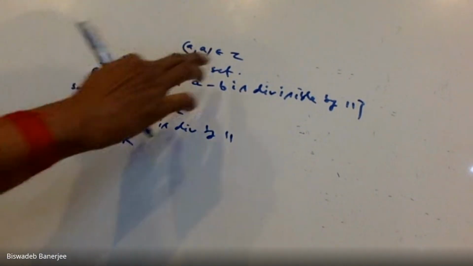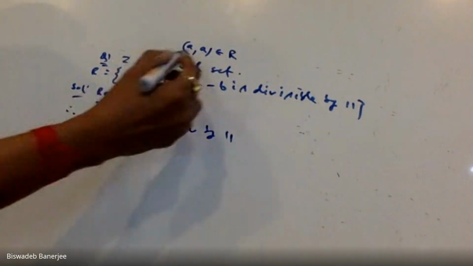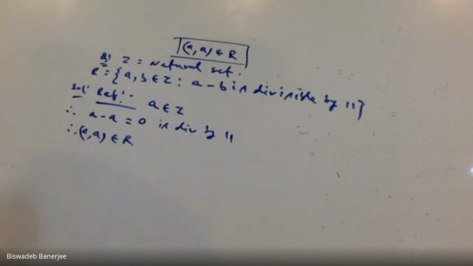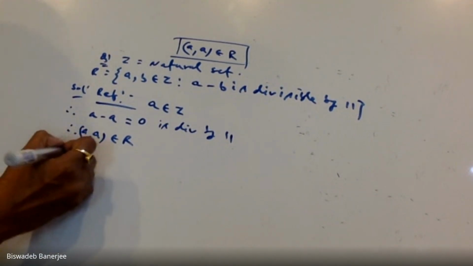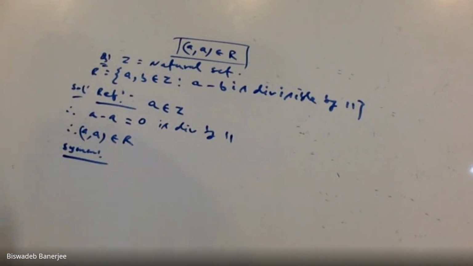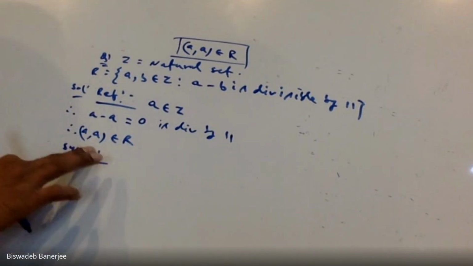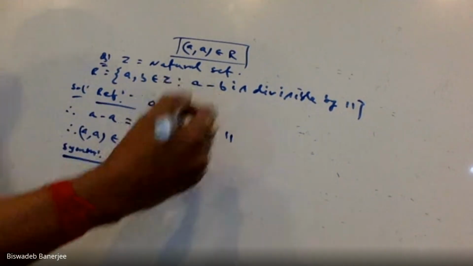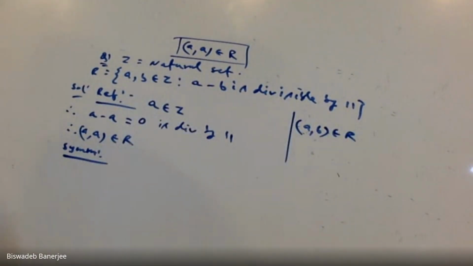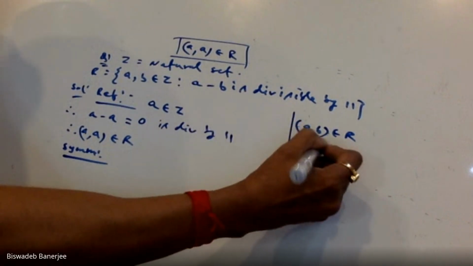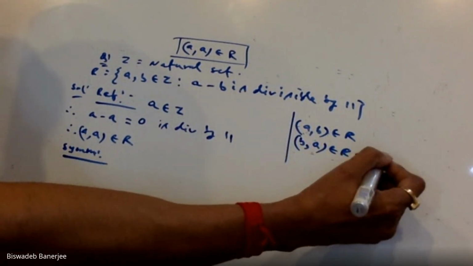This is R, the relation. You have to show this belongs to R, not Z. A is a member of Z, then (a, a) belongs to R. So yes, (a, a) belongs to R, that means the reflexive property holds. Now, then what? Symmetric property. Recall our symmetric property: you have to assume (a, b) belongs to R. Then we have to show (b, a) also belongs to R.